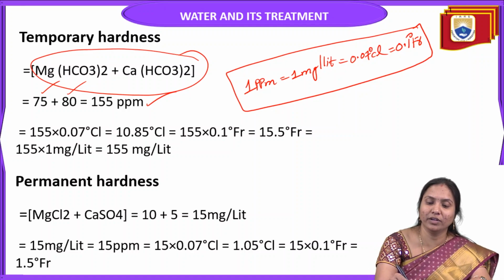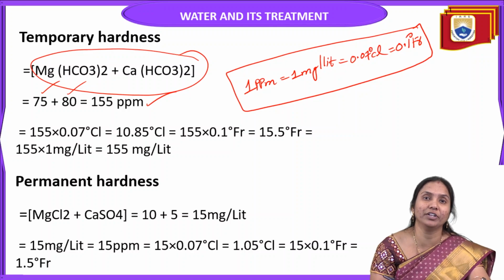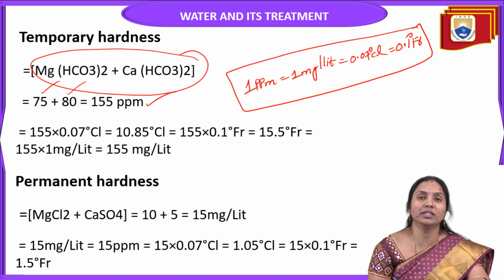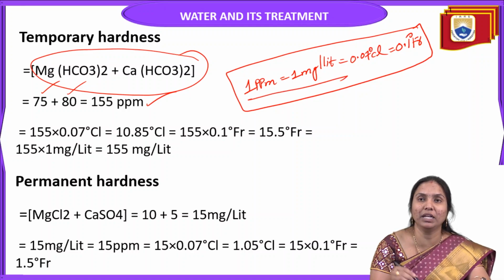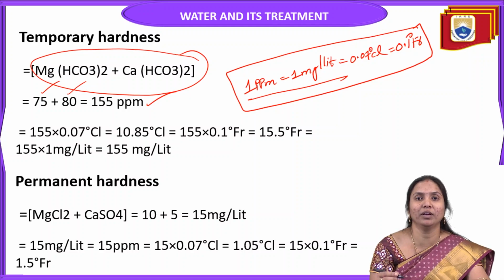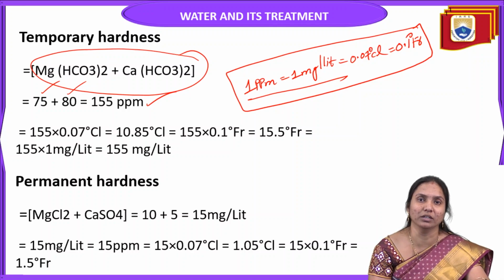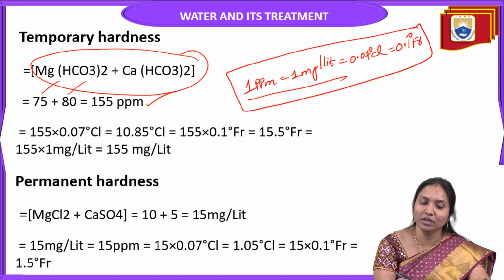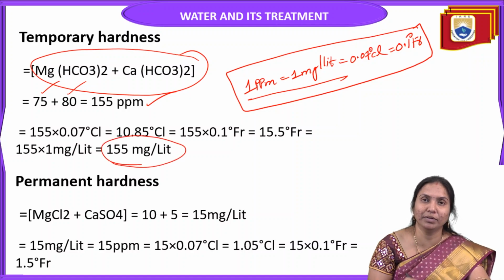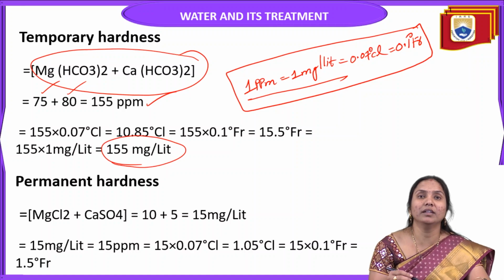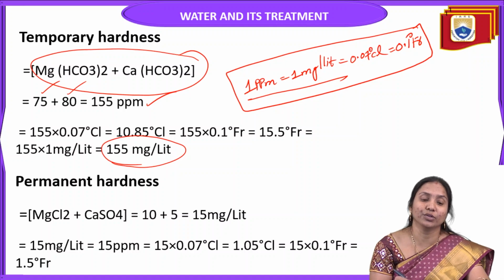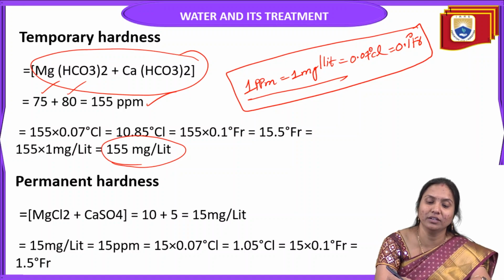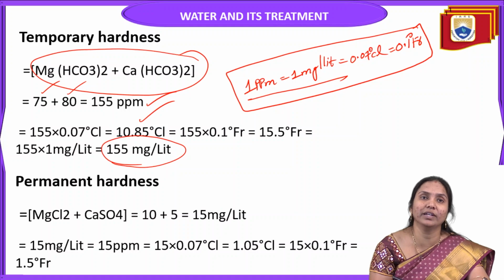So now here the temporary hardness of water is 155 ppm. So it's equal to how many milligram per liter? Generally 1 ppm equals 1 milligram per liter, both are equal. So 155 ppm equals 155 milligram per liter. Then 155 ppm equals how many Clerk degrees? So 155 into 0.07 is equal to 10.85 Clerk degrees.